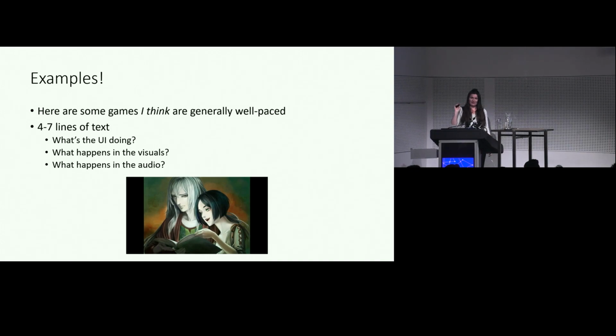So to get everyone thinking about the way that UI and other display elements impact how we understand games, I've grabbed some short clips of a few games that I think are generally well paced. All of these are very short bits of text, just 4 to 7 lines, and while I'm playing them, keep an eye on what the UI is doing, what's happening in the visuals, and also what's happening in the audio. I've grabbed these from all sorts of different places because, like I say, I do visual novels. My UI for all of my games looks pretty similar, so I don't have a good study in contrasts within my own work.